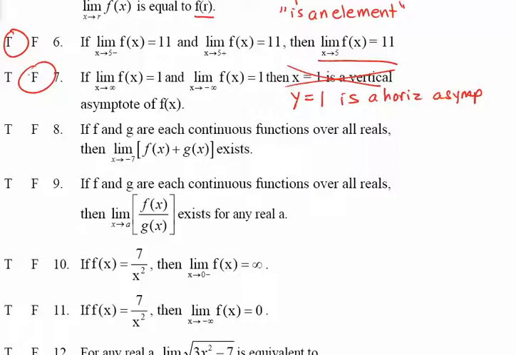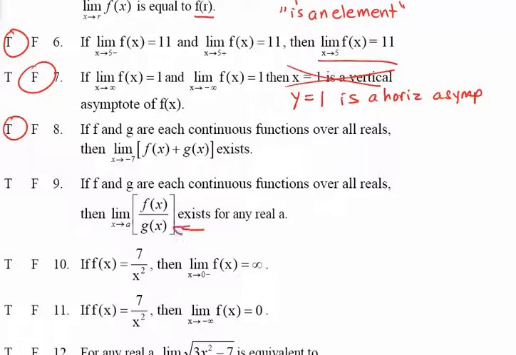If functions f and g are each continuous, does the limit of the sum exist? That is true by our limit laws, and we don't have to worry about division by 0, so that is always true. As opposed to question 9, because two functions are continuous, does the limit of the quotient always exist?